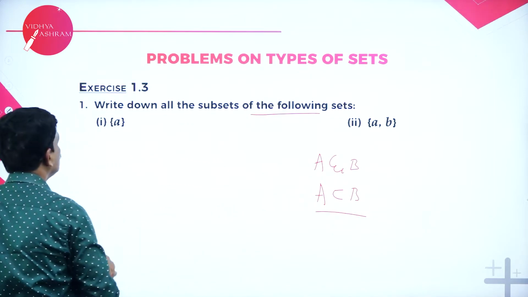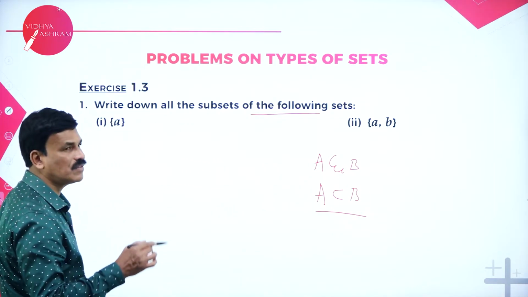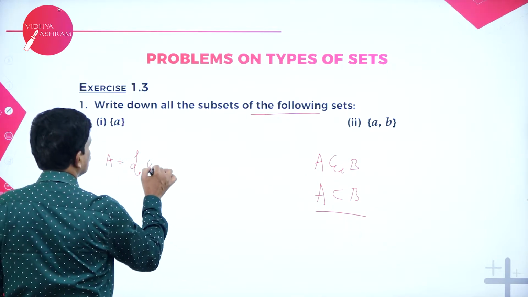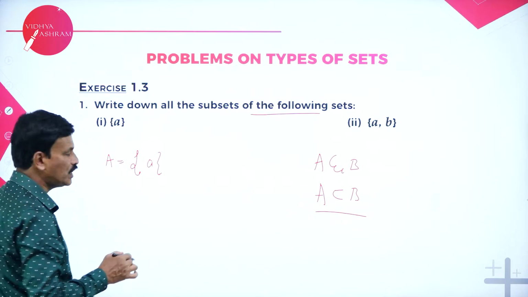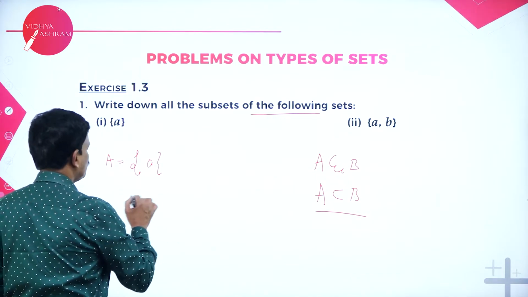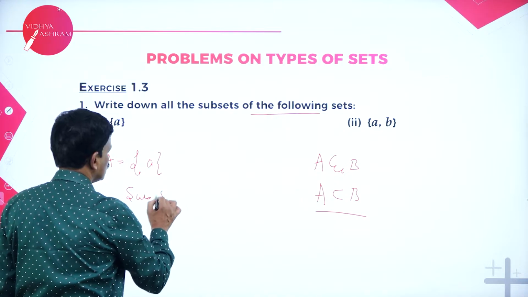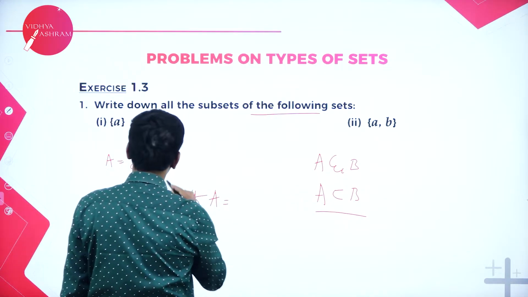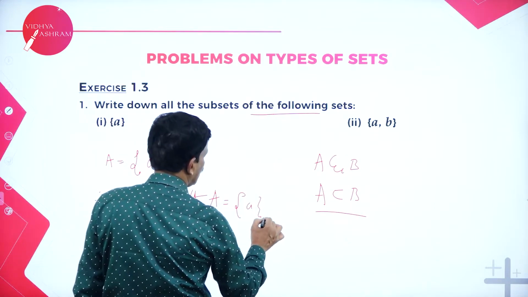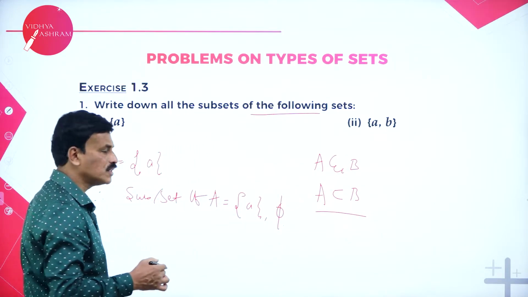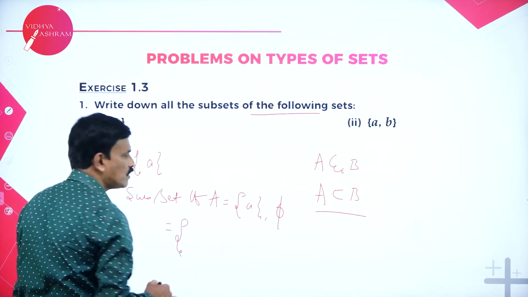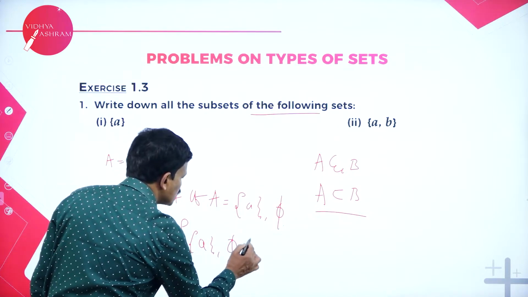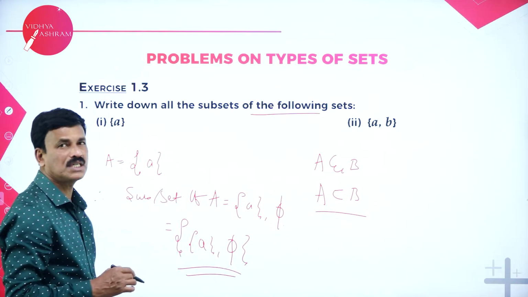Now what is the problem given here? Write down all the subsets of the following set. First problem, here this contains only one element. So the subset of A, therefore subset of A is equal to, since it contains one element A and the null set, so therefore this can also be written as the subset of A is the set which contains the element A as well as the null set. These are called the subsets of A.